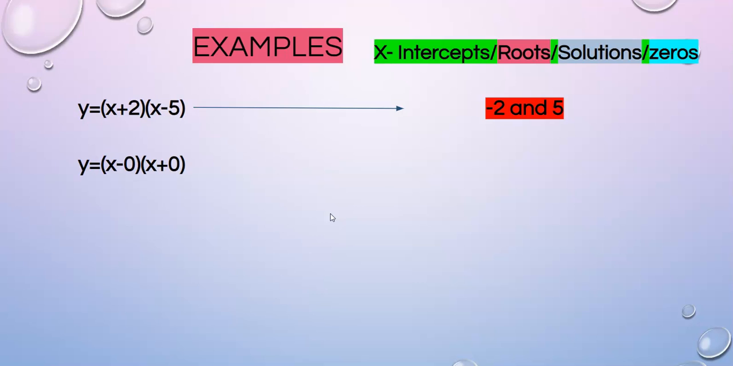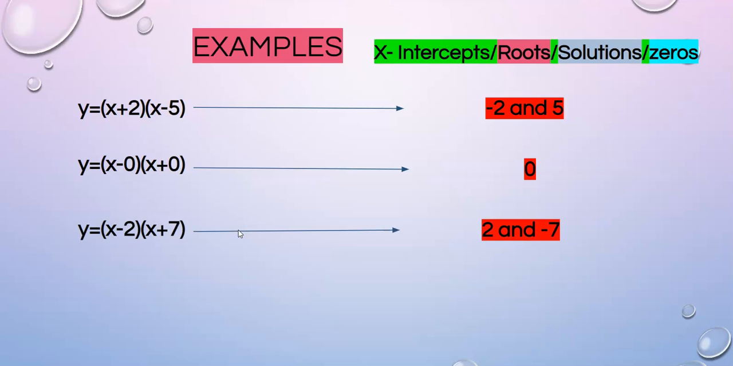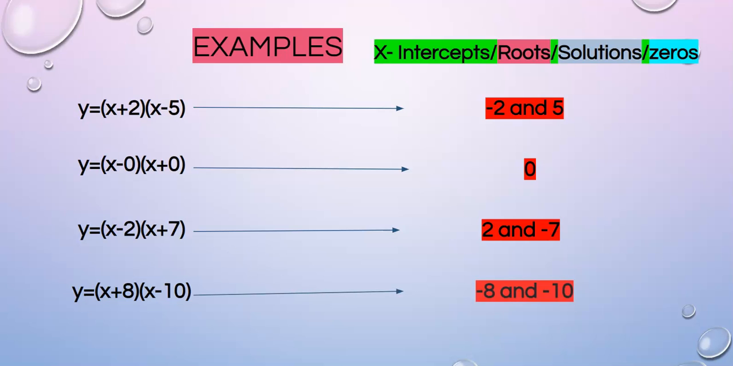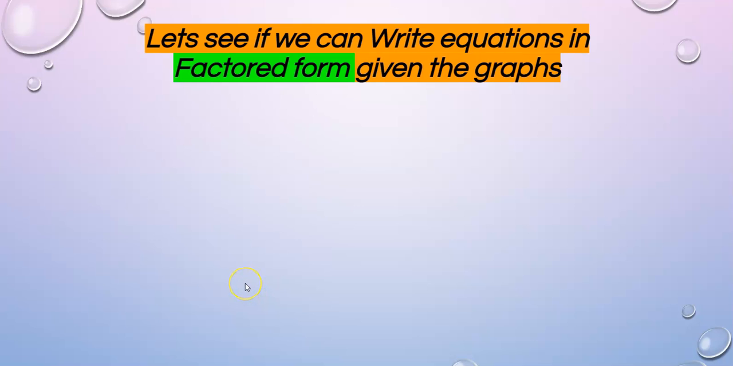Given this equation, I see that my x-intercept here is just 0, because remember, 0 cannot be negative or positive. Okay? And here, my x-intercepts would be a positive 2 and a -7, so that's where it crosses the x-axis. And in this equation, my x-intercepts would be at absolutely -8 and positive 10. All right, so great job with that. Now we're going to see if we can write equations in factored form, given the graphs.